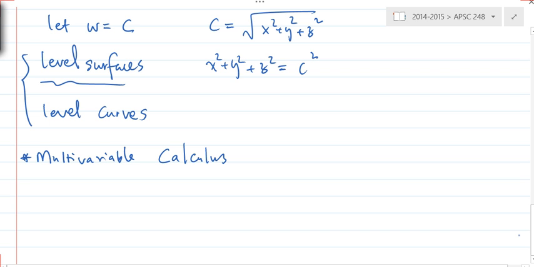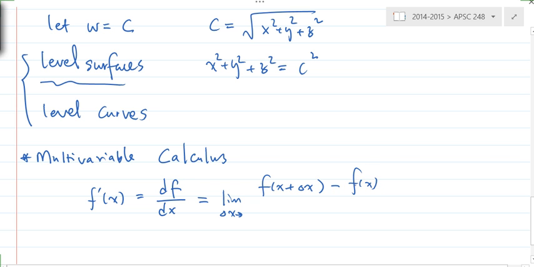Let's start from the very basic one, single variable calculus. If you remember, when we have a single variable function and we take the derivative, the definition is: you give x a small increase, you subtract f of x, then divide by delta x, and you let delta x go to 0. That's the definition of the derivative, df over dx.